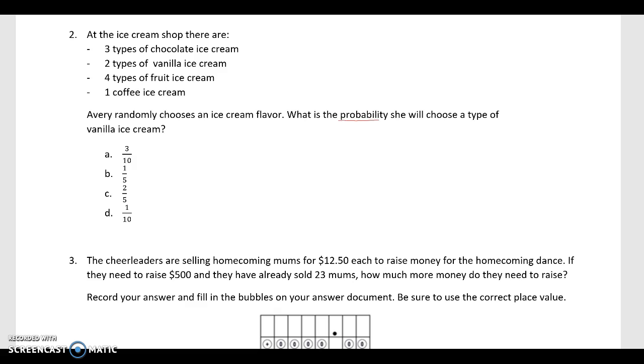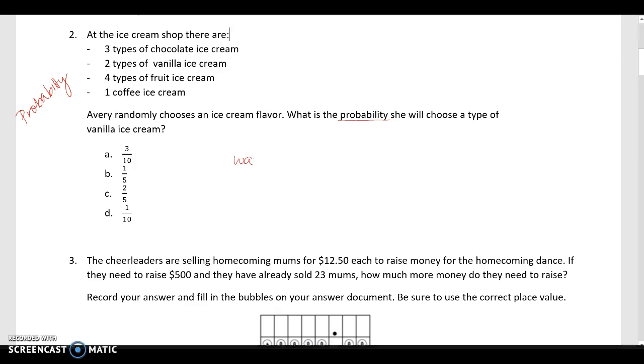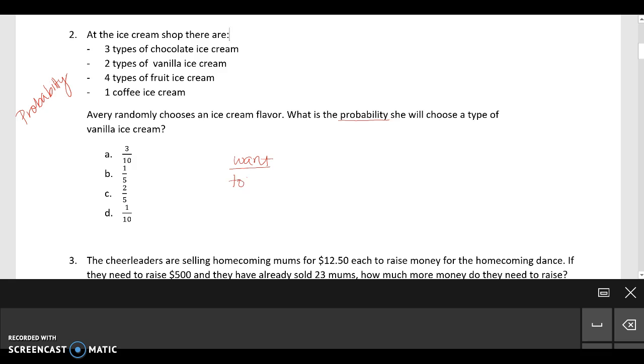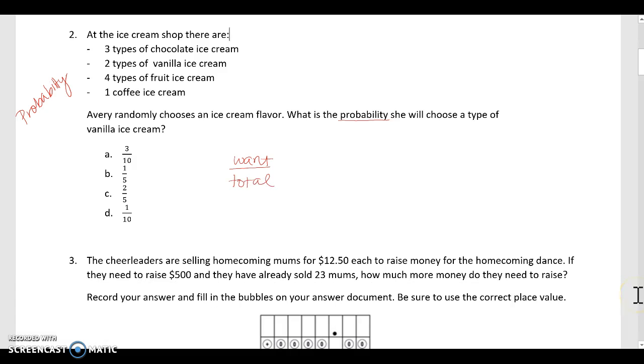So it tells us here our problem's about probability. So we remember with probability that we should be writing a ratio, right, or a fraction for the probability. So it's what we want or what we're looking for over the total. So we want the probability of a vanilla ice cream, a type of vanilla ice cream. So we're looking for vanilla over the total types of flavors.